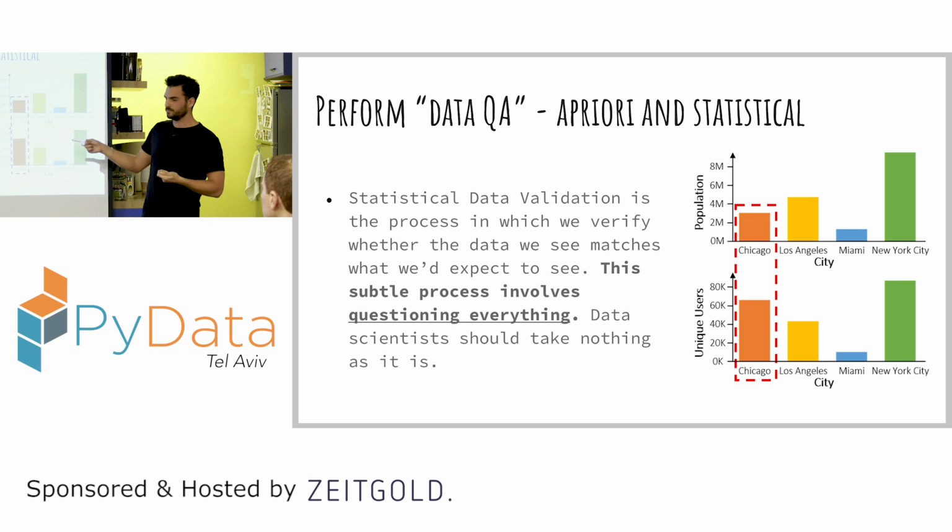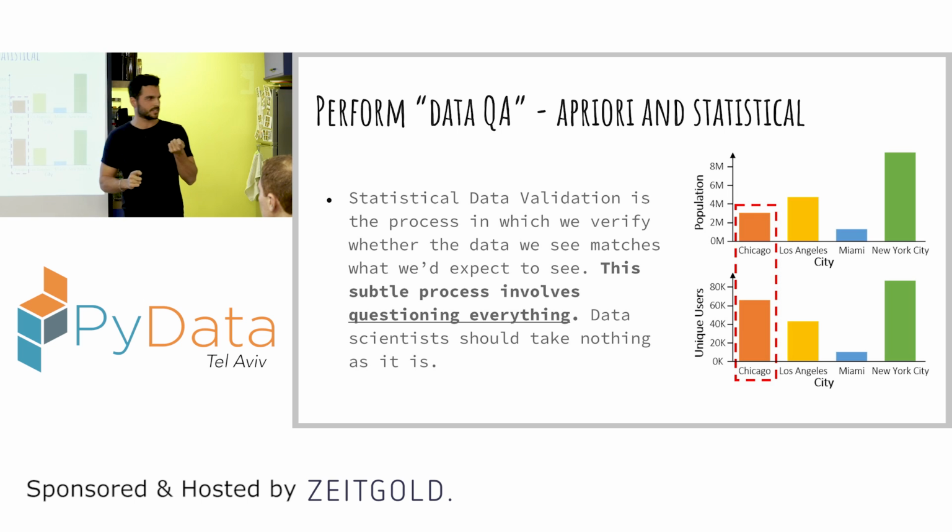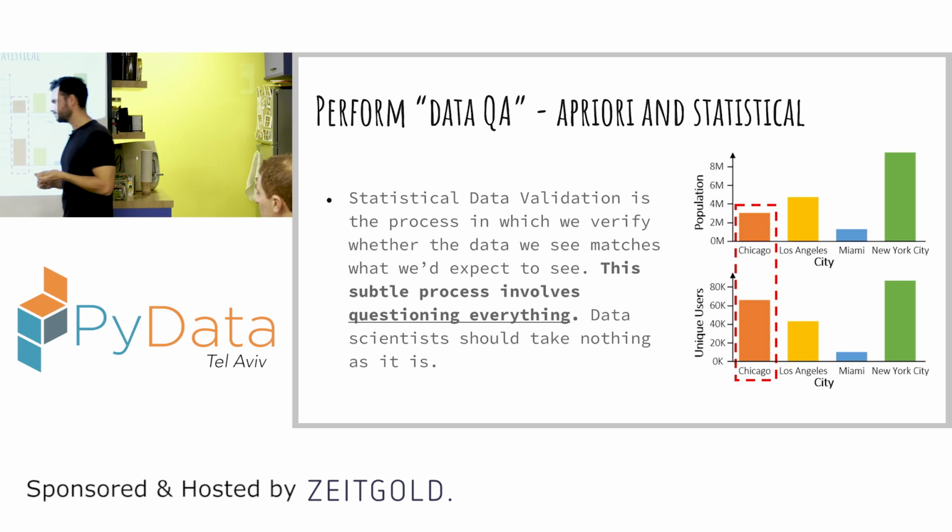Why is my data biased towards people from Chicago? Why am I getting more data from there? This might bias your data set in ways that might come back and bite you later.